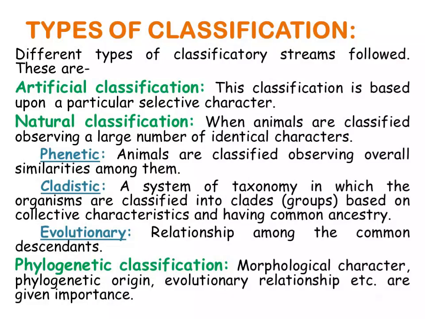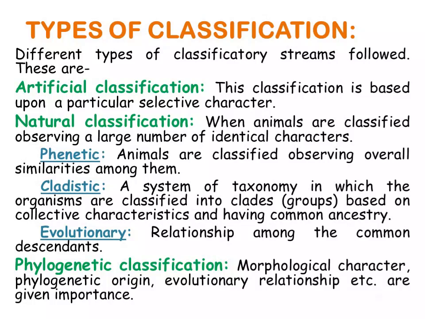Types of classification. From the time of Linnaeus up to the present day, there has been an evolution of the classification of animals and plants. On this basis, classification is considered as the artificial system of classification, natural system of classification, and phylogenetic system of classification. Now, first come to the artificial system of classification.